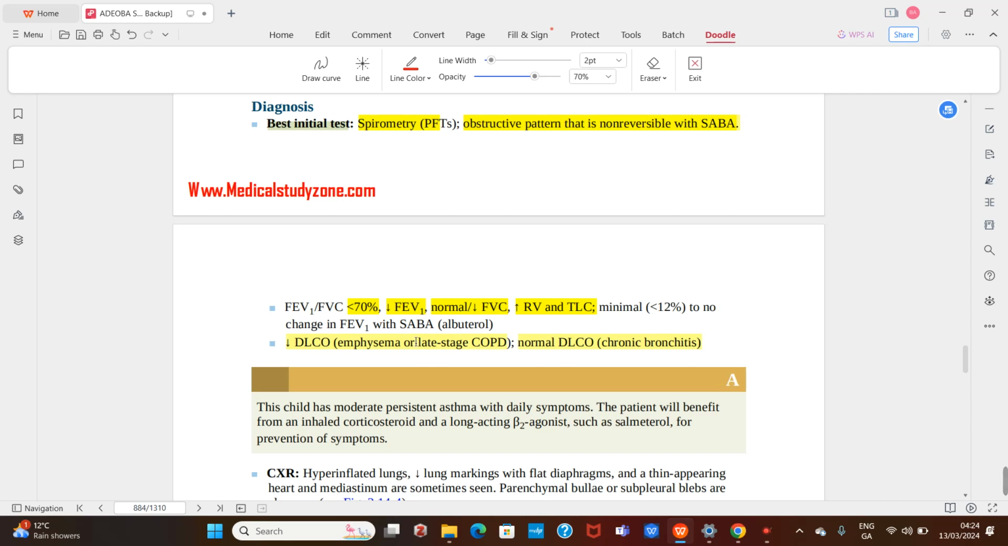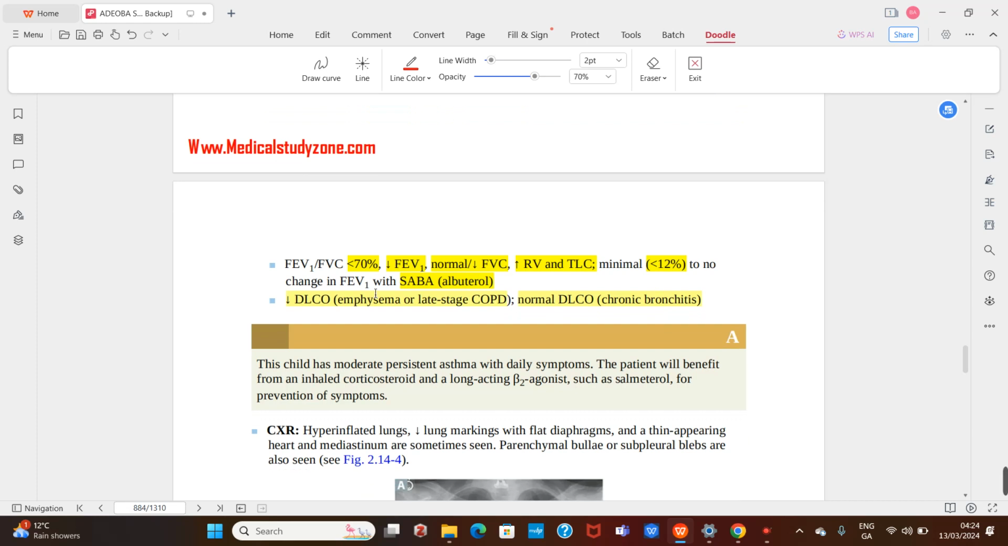Once you do your spirometry and you give your SABA, you are not going to see improvement of 12%. If there's improvement, it's going to be less than 12%. So don't fall into that trap. They can show improvement of maybe like 9, and some people think, that's asthma now. No. If it's not up to 12%, please don't pick asthma. If it's 12% and more improvement, that is asthma. But if it's less than 12%, that is COPD.